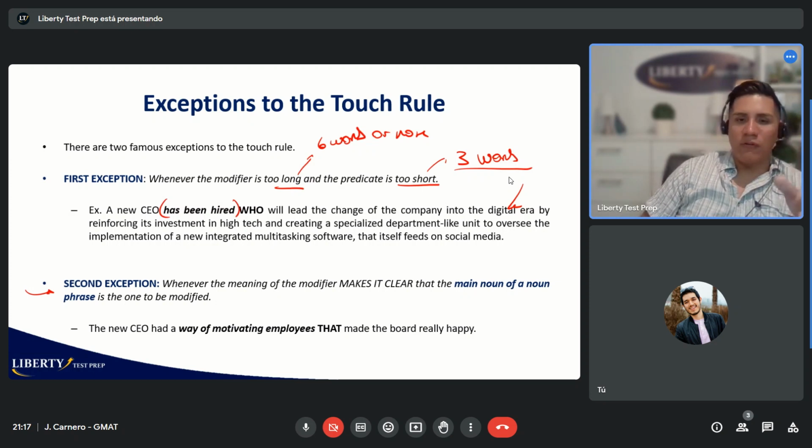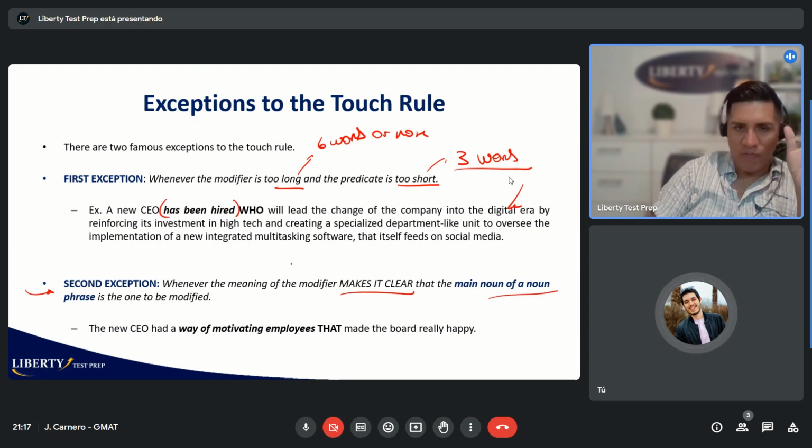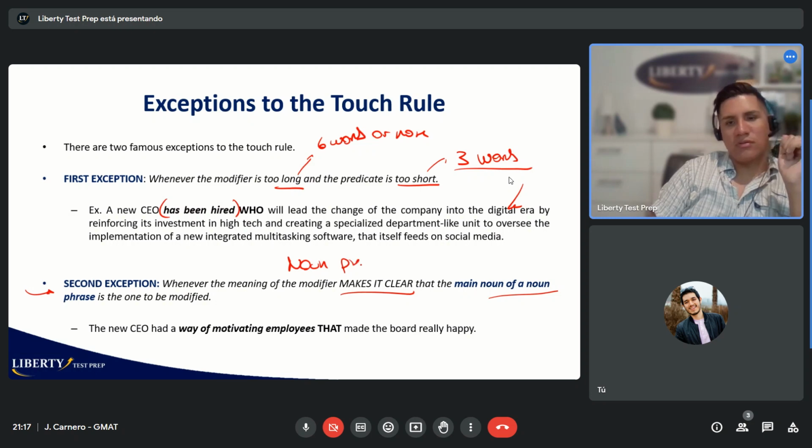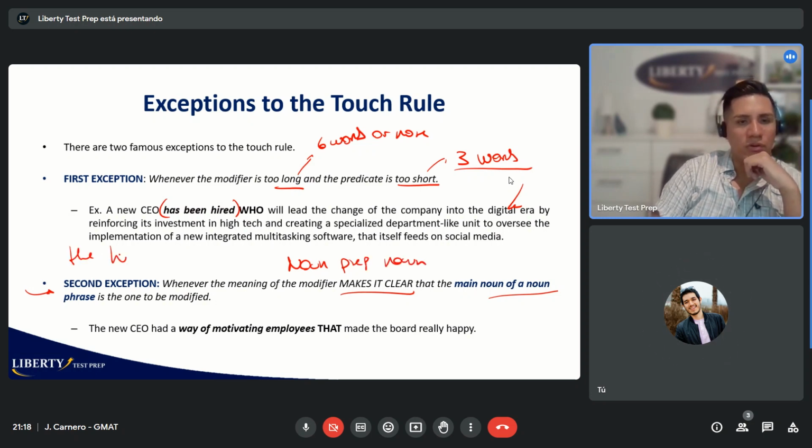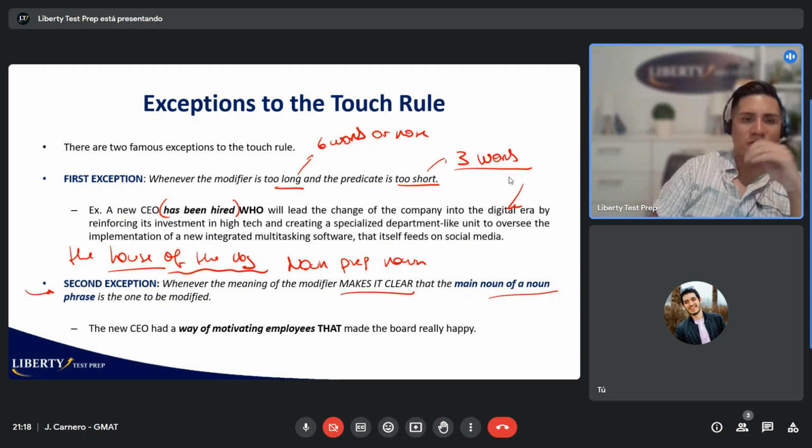Whenever the meaning of a modifier makes it clear that the main noun of a noun phrase is the one to be modified. What is a noun phrase? By this time, we know that a noun phrase is when you have a noun plus a preposition and a noun, right? For example, the house of the dog. "Of the dog" is an adjective for house. So, when you have a noun plus a prepositional phrase, that's a noun phrase.